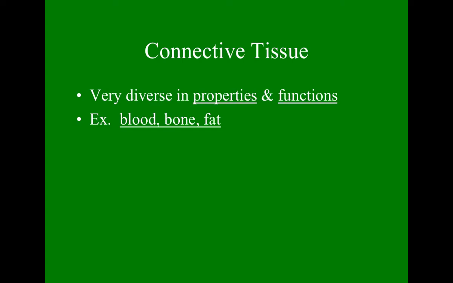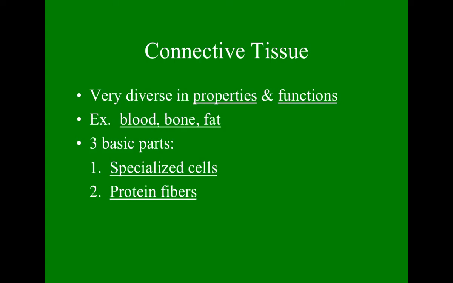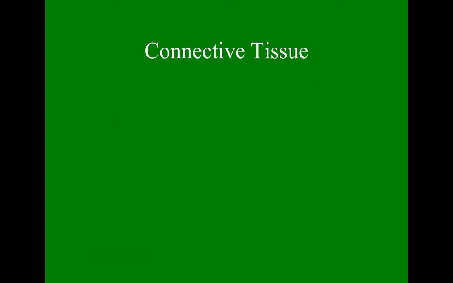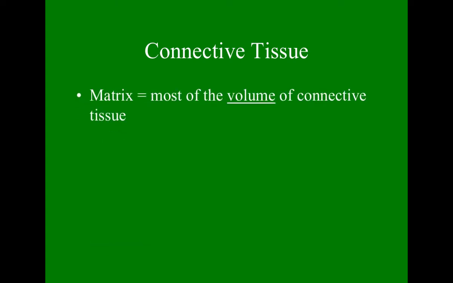Now, on the surface, they may not look the same, but if you look at the structure of the tissue, they are, because they share three basic parts, and that includes specialized cells, protein fibers, and a fluid that combines with the fibers, which is called a ground substance. When the ground substance and the protein fibers combine, it forms something called the matrix. And the matrix makes up most of the volume of connective tissue. So when we look at connective tissue, most of what we're looking at is this combination. It's not actually cells.